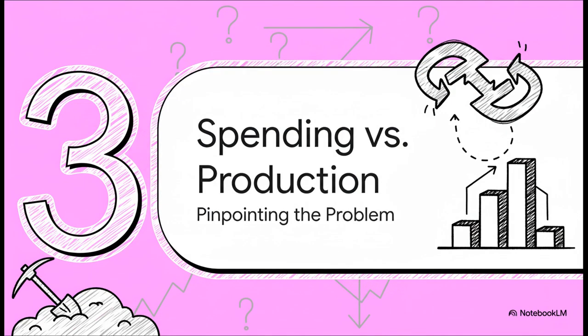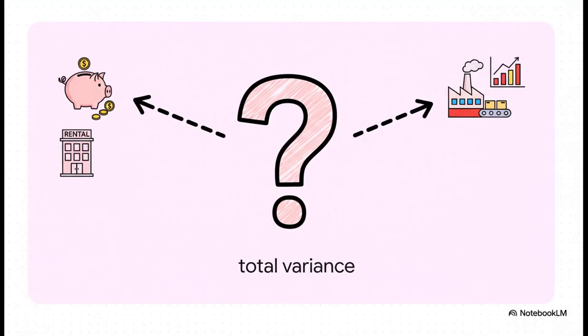Okay. So we've got our top-level number, but that number doesn't tell us the story. It could be high for two completely different reasons. Now it's time to dig in and find the real culprit. We have to isolate the cause. Was it a spending problem or a production problem? The expenditure variance answers the first question. Do we stick to our budget for bills like rent and salaries? And the volume variance answers the second. Did the number of t-shirts we made cause the issue?